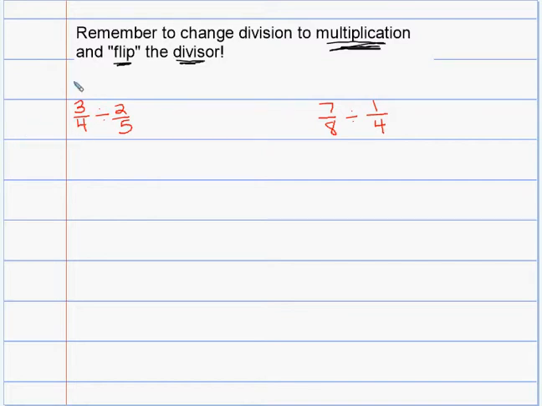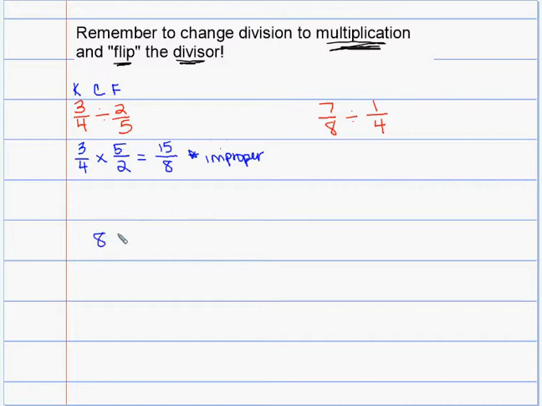So you keep the first, 3/4, change the sign, times, and then flip or invert the second fraction, the divisor, and then you multiply. And if you can simplify first, you do that. And in this case, you cannot. So 3 times 5 is 15, and 4 times 2 is 8. Now, this is not an acceptable answer because it is improper.